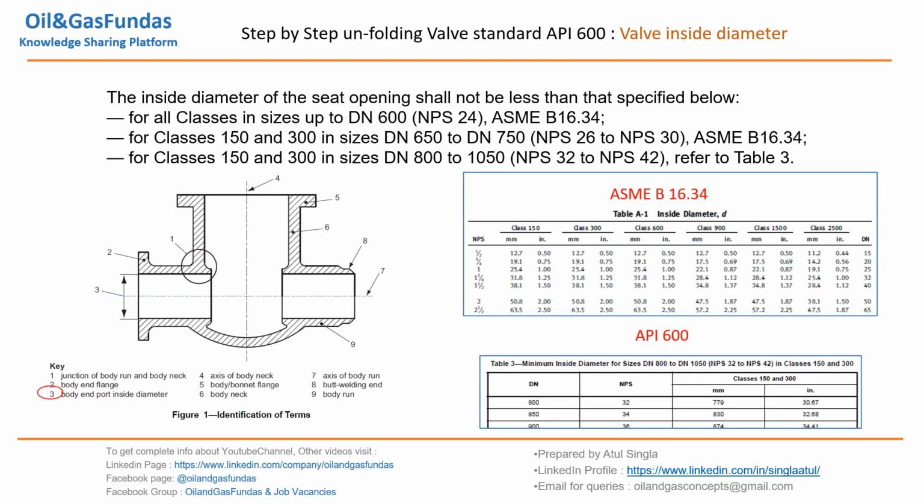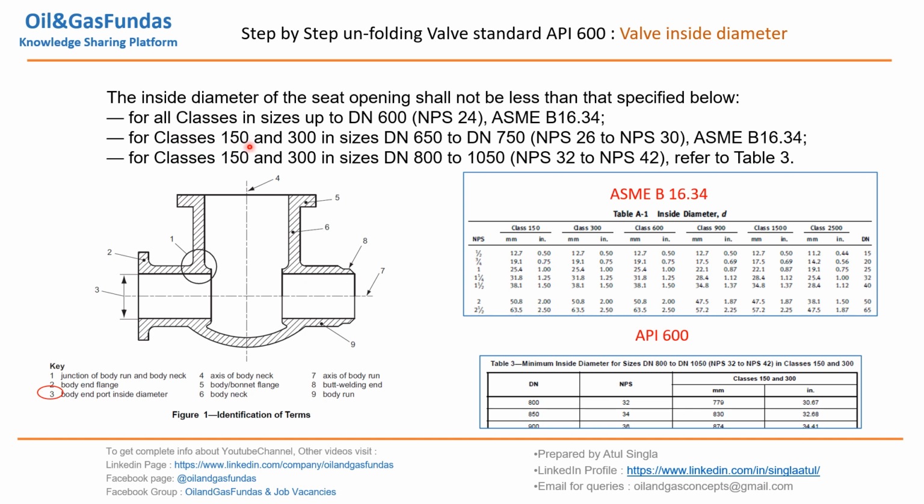So let us see what are the various clauses which are already mentioned in API 600 to calculate the valve inside diameter. As you see, we are talking about this dimension, the inside diameter of a valve, which we are going to design based on API 600. As per API 600 clauses, for sizes up to 24 inch, DN 600, we have to refer ASME 16.34. In 16.34, we have this kind of table for all the sizes, for all the class ratings. We can directly see the size and reach up to the inside diameter based on the applicable class.